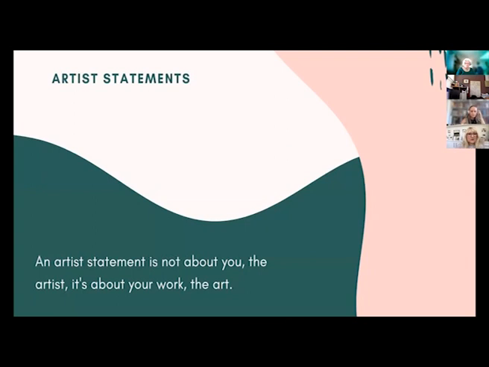So let's go on to artist statements. An artist statement is not about you, the artist. It's about your work, the art. So there's a distinction there. In the Mandorla Art Award, it is about your particular art piece.